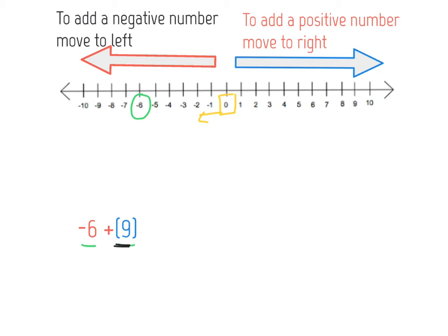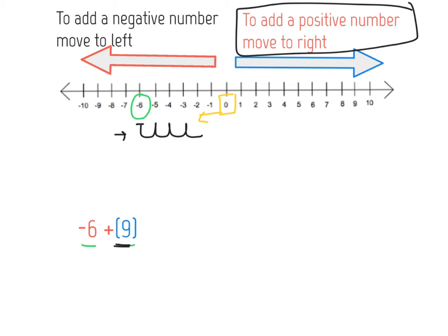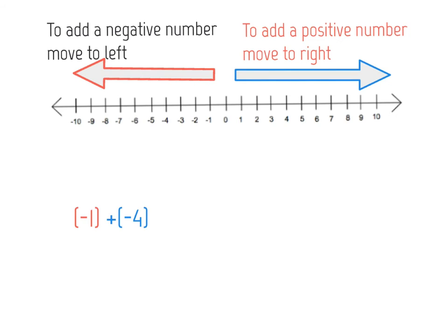9 is a positive number. So it says to add a positive number, you have to move to the right. Counting 9 places from -6 towards the right, I get 1, 2, 3, 4, 5, 6, 7, 8 and 9. So I reach the point 3. So this equals 3. 3 is my answer.